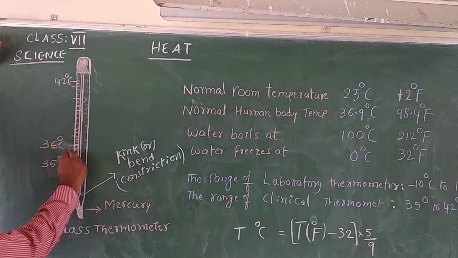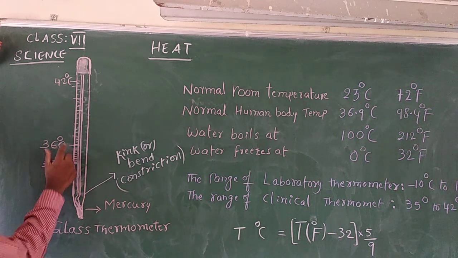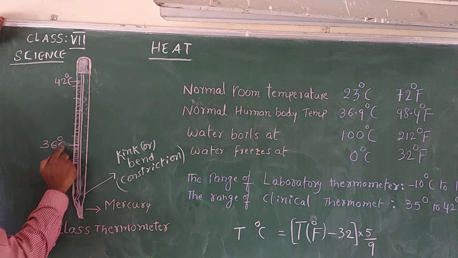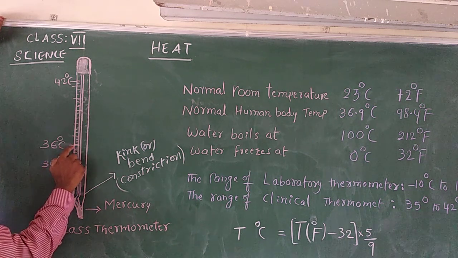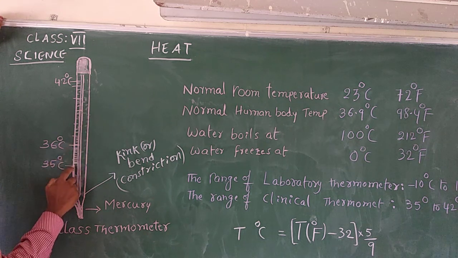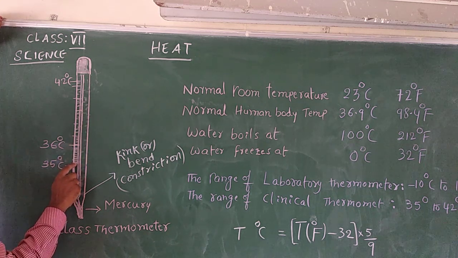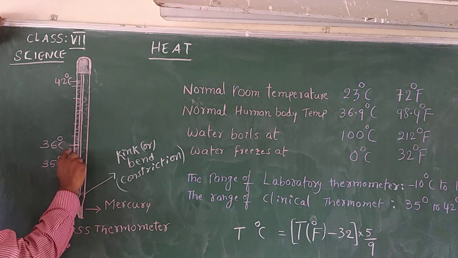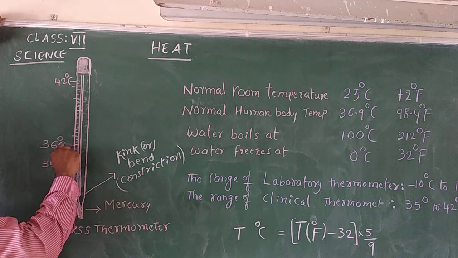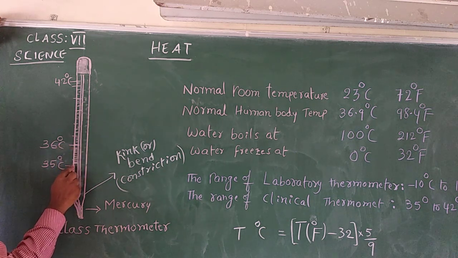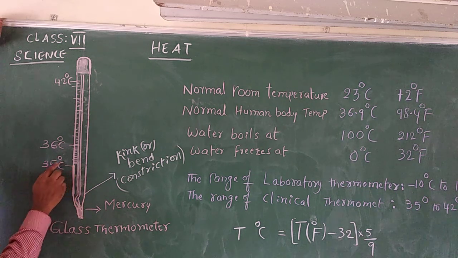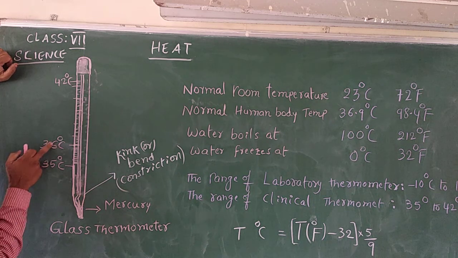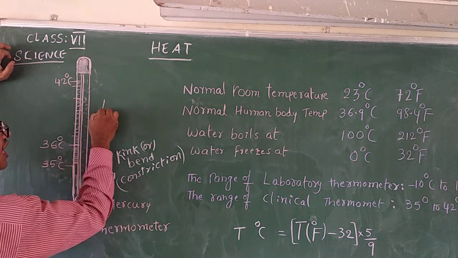Now how to take the reading exactly. Here the successive points are 35 degrees Celsius and 36 degrees Celsius. In between, how many divisions are there? 1, 2, 3, 4, 5, 6, 7, 8, 9, 10. Total 10. So 35 degrees Celsius to 36 degrees Celsius is made of 10 divisions. Now how to find the least count? 36 minus 35, how much? 1 degree Celsius.